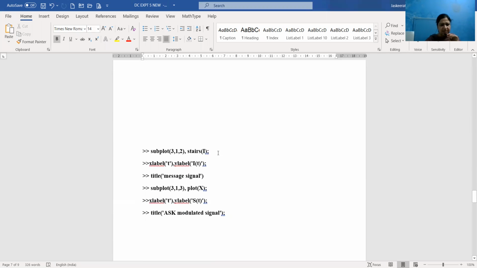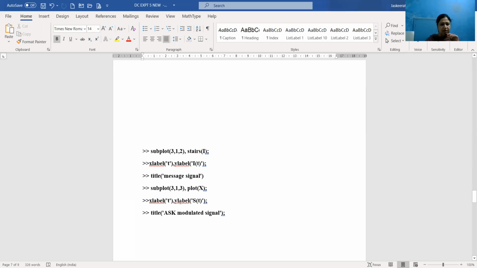Then I'll plot the message signal. For plotting the digital message signal, which will be in the form of 1 and 0, I'll use the command stairs. So subplot 3 comma 1 comma 2, that means my digital data will be placed in position 2, stairs i. For labeling the signal, I will write x label t, y label it, and the title will be message signal. Now I'll plot the ASK modulated signal.